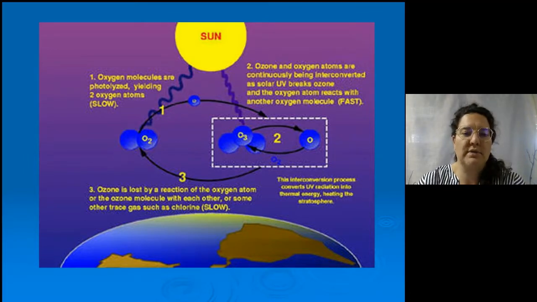So oxygen molecules can be photolyzed, which yields two oxygen atoms that are slow moving. So ozone and oxygen atoms are continuously being interconverted as solar UV breaks down ozone. So the way that the ozone breaks down or absorbs UVC is the UVC will break apart those ozone molecules, turn them into oxygen molecules, which will then turn back into ozone molecules.